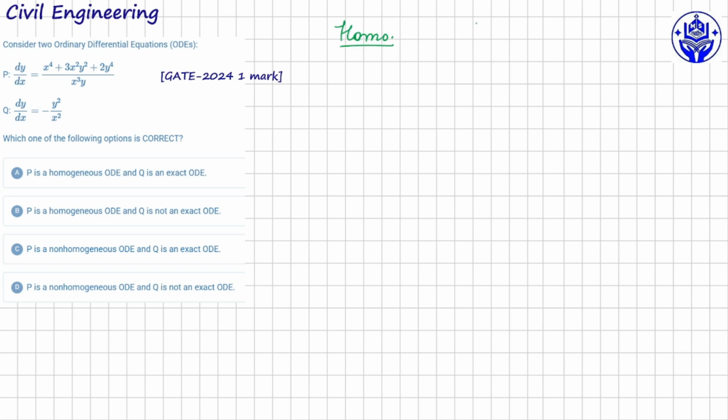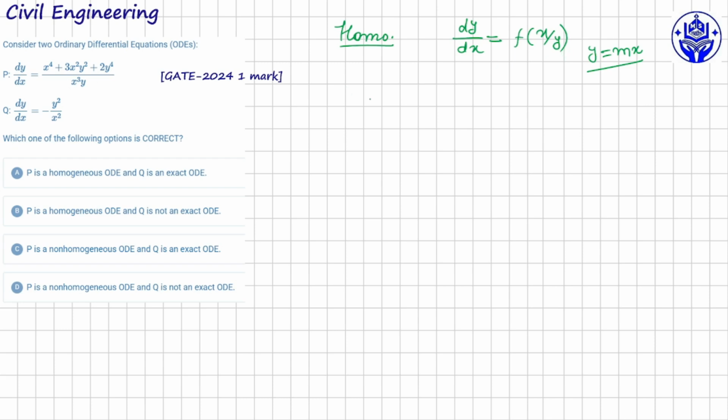Homogeneous means that whenever you have this kind of dy by dx differential equation, we can write it as f of y upon x. If I put y equals some m x in that particular differential equation, it should not convert into a different form. It should remain in the same form.